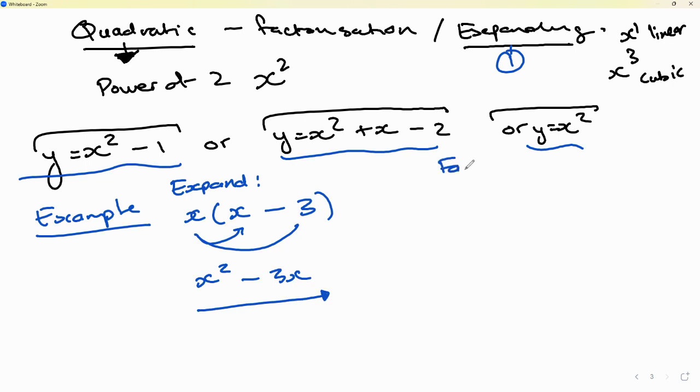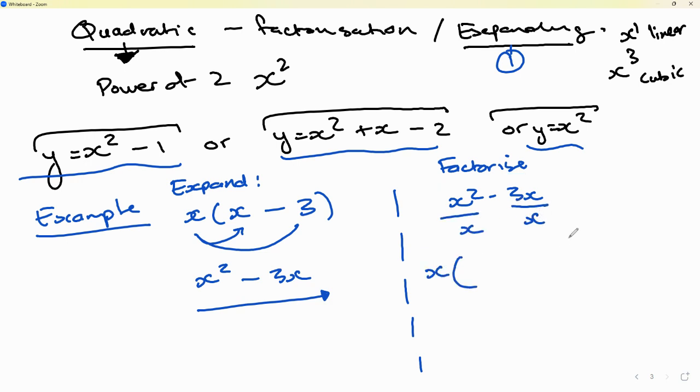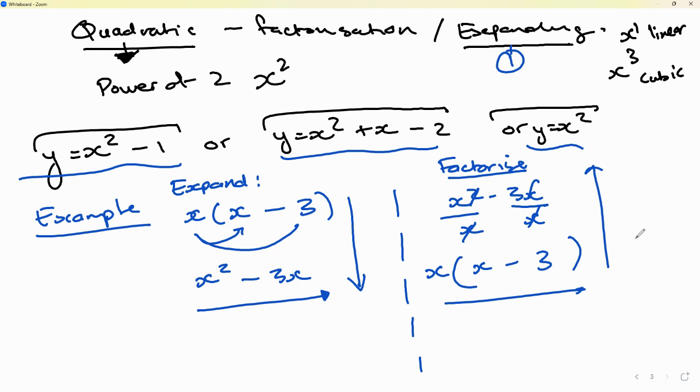If I go back, and let's suppose I'm asked to factorize x squared minus 3x, factorize x obviously, then I have to find out what number can divide into both. X, write it outside the bracket, then cancel it out. Whatever's left, write inside the bracket. And you can see the process of expanding is the opposite of the process of factorizing, right? So they're working in opposite directions.